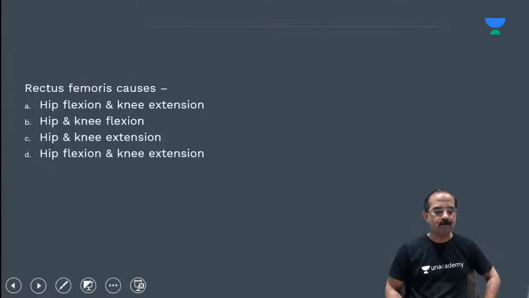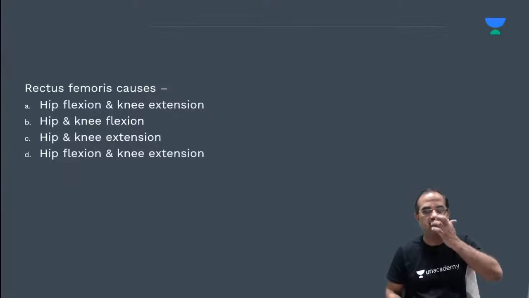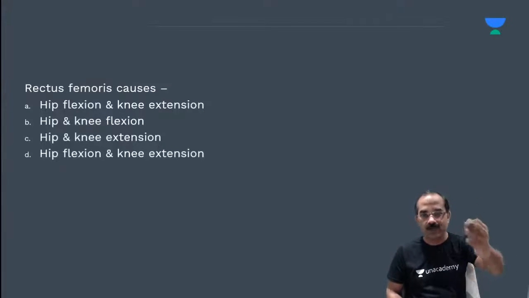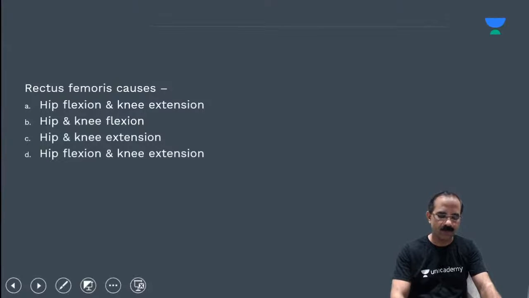Answer this. A very important MCQ: rectus femoris causes. Out of those four quadriceps, rectus femoris acts on the hip as well as on the knee joint. What is the action of rectus on the hip joint? Flexion. And on the knee joint? Extension. So flexion at the hip and extension at the knee joint. Is this clear to all of you? Fine. So that's about the anterior compartment of the thigh muscles.